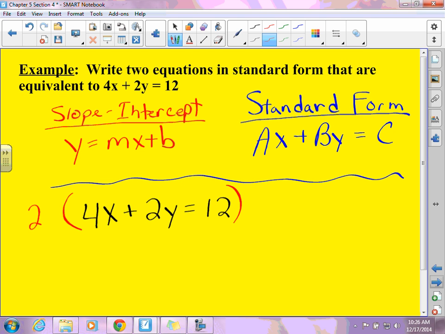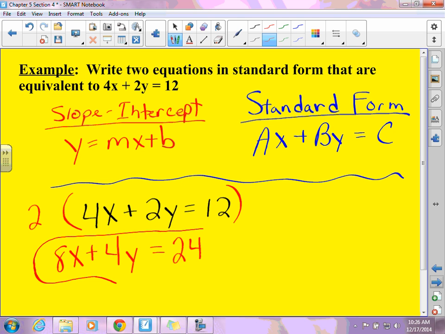So 2 times 4 is 8. So I get 8x plus 2 times 2 is 4y. And then I've got an equals. And 2 times 12 is 24. And that's it. And I'm done.